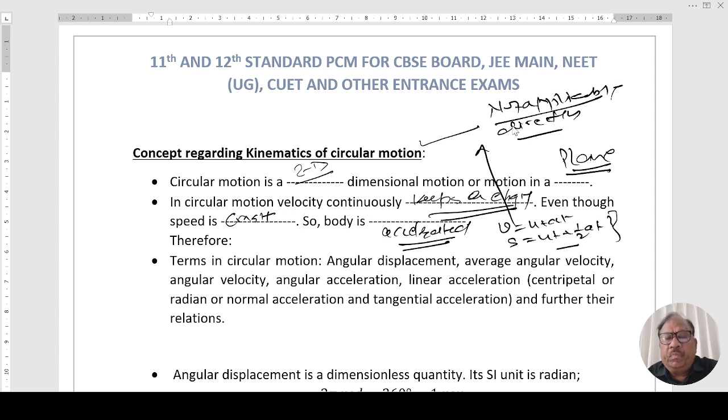Terms being used in circular motion: angular displacement, angular velocity, average angular velocity, angular acceleration, linear acceleration, which is part of centripetal or normal acceleration, and you can say tangential acceleration, and the relations between them.